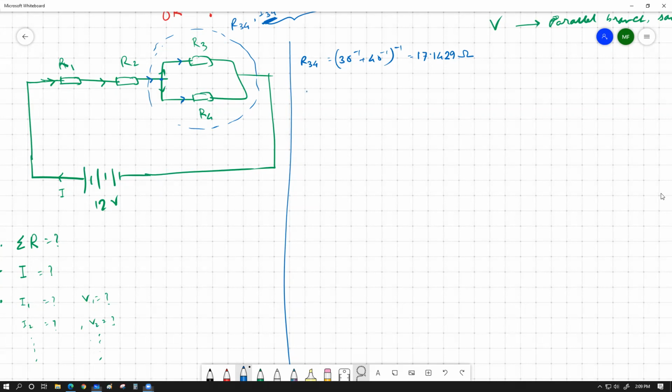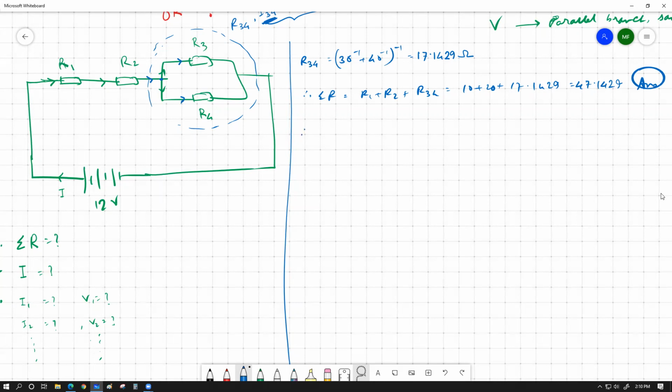So then if I calculate the total resistance of the circuit, which will be R1 plus R2 plus R34, which can be written as 10 plus 20 plus 17.1429, that gives me 47.1429. So this is one of my answers, because this is one of the asked things. I'm writing my one answer over here.